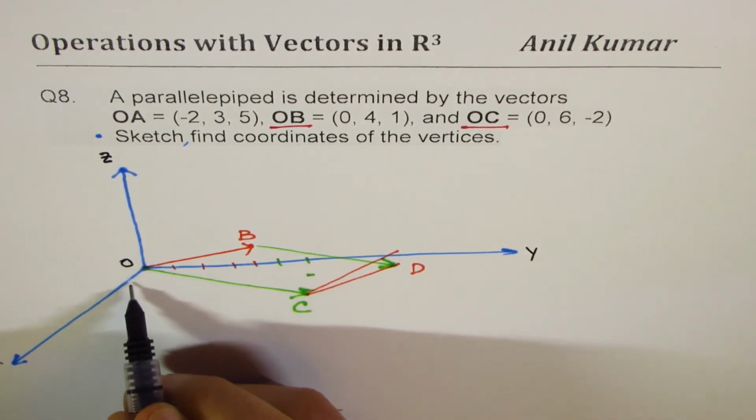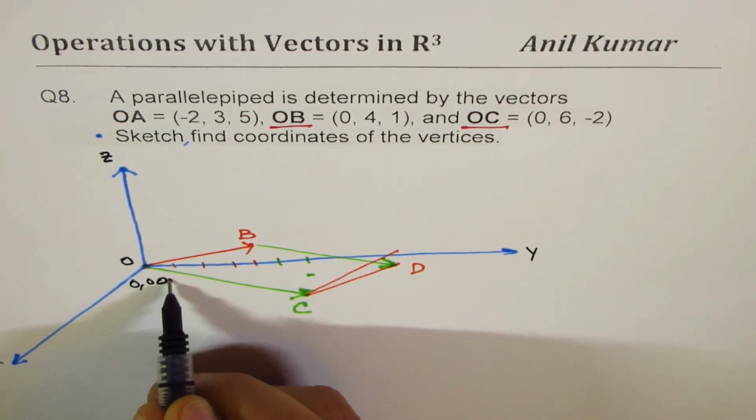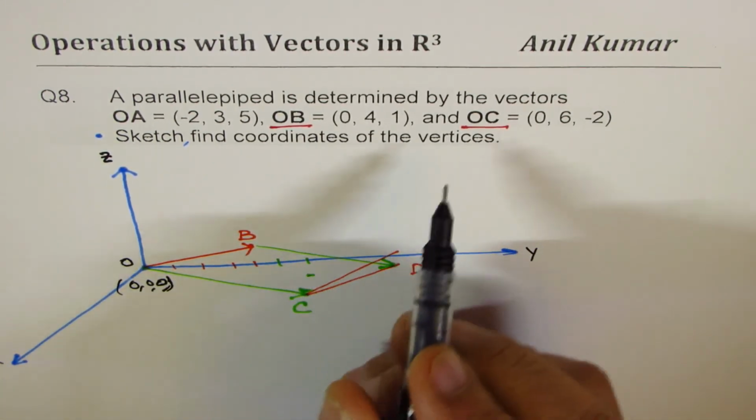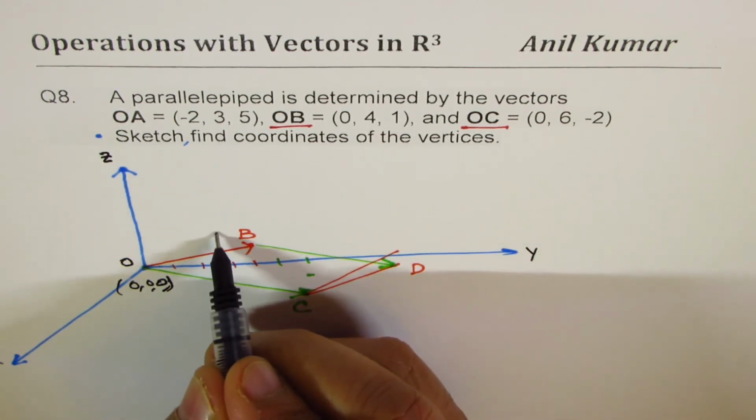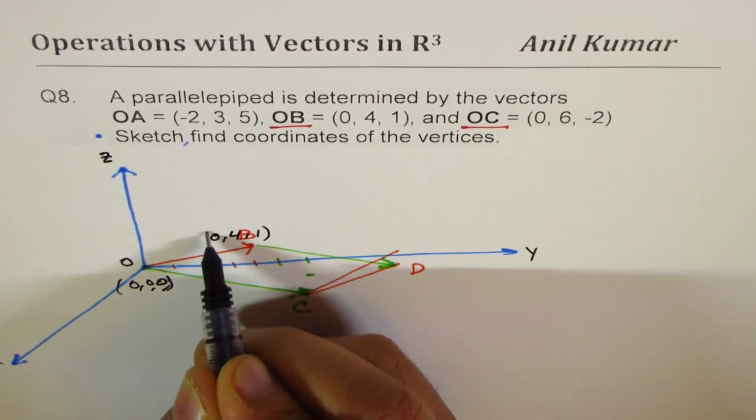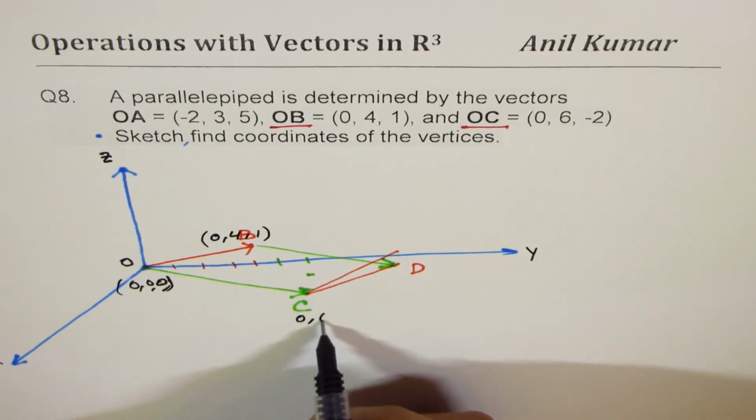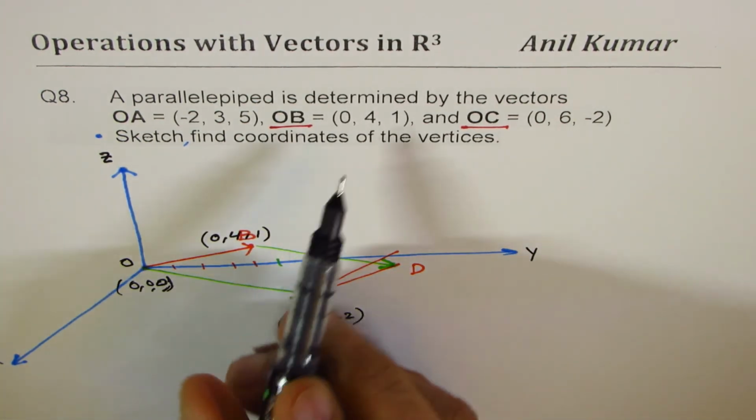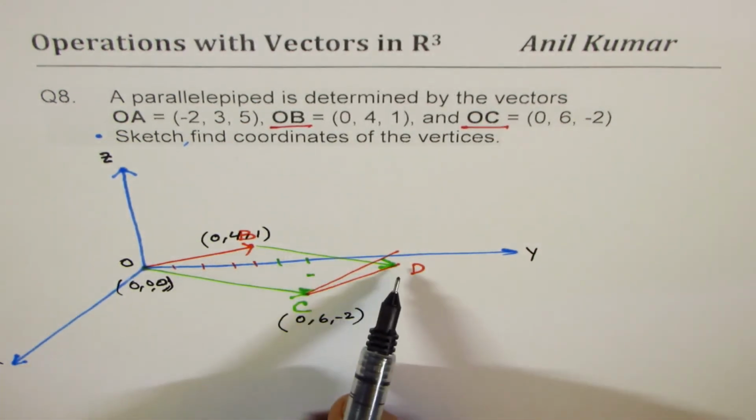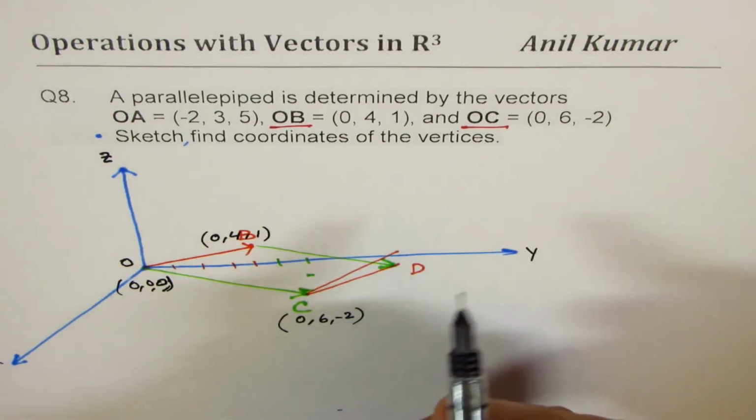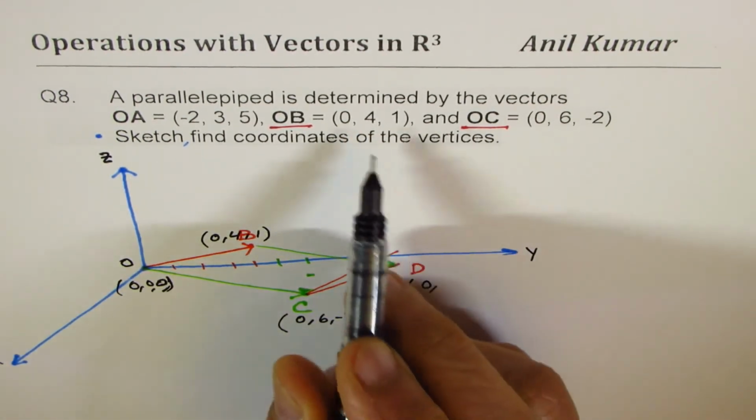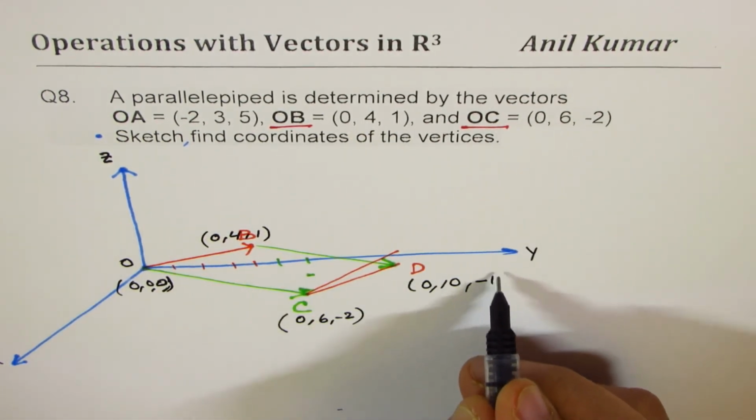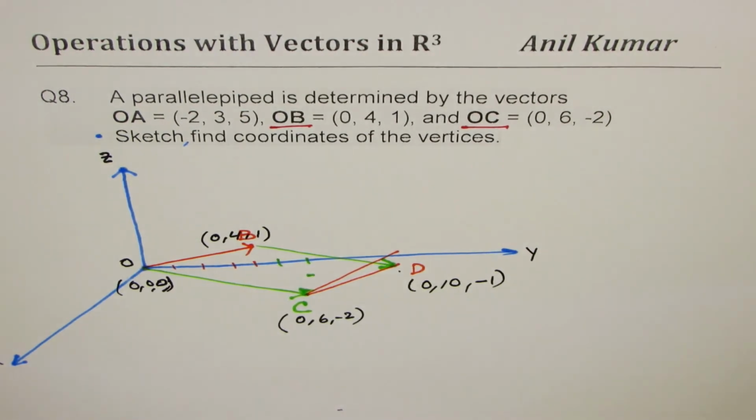Here I'll label them. So we have 0, 0, 0. And point B is given to us as 0, 4, 1. C is given to us as 0, 6, minus 2. What is D? D is a combination of B and C, right? So from B you went, so add them up. So D will be 0, 4 plus 6 is 10, and 1 minus 2 is minus 1. Does it make sense? So there it is.